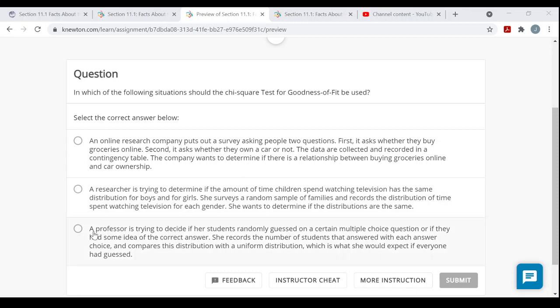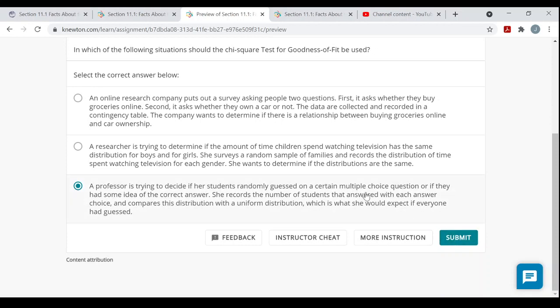Let's see. A professor is trying to decide if her students randomly guessed on a certain multiple choice question, or if they had some idea of the correct answer. She records the number of students that answered with each answer choice, and compares this distribution with a uniform distribution, which is what she would expect if everyone had guessed. So she's comparing the distribution of her class to a uniform distribution to see how well it fits. Right? This would definitely be the case where you're running a goodness of fit test. So I'm going to select that one.